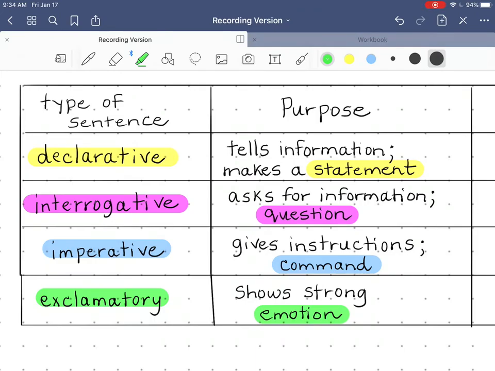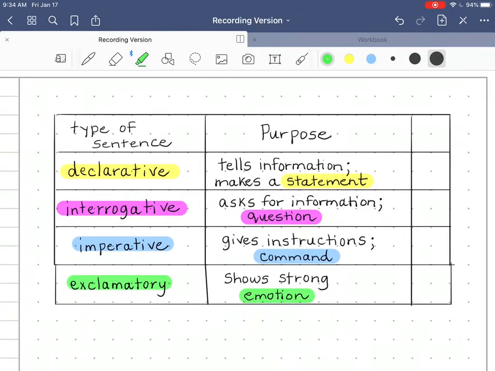All right, let's look at the end marks for each one of these, because remember that's what our lesson is about. So the end mark for a declarative statement is a full stop. It's a period. For an interrogative question, I bet you know this one, it's a question mark.